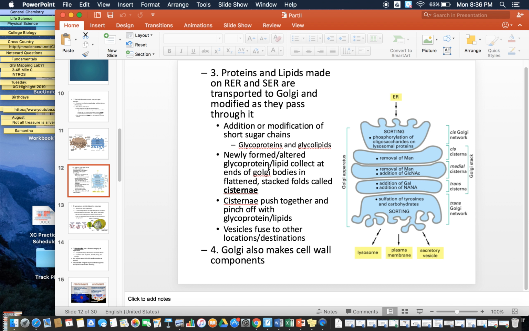As a result, newly formed altered glycoproteins and lipids collect at the ends of the Golgi bodies in the flattened stacked folds called cisternae, and then the cisternae will push together and pinch off with the glycoproteins or lipids, and these vesicles fuse to their locations or final destinations. So the Golgi can also make cell wall components as well.